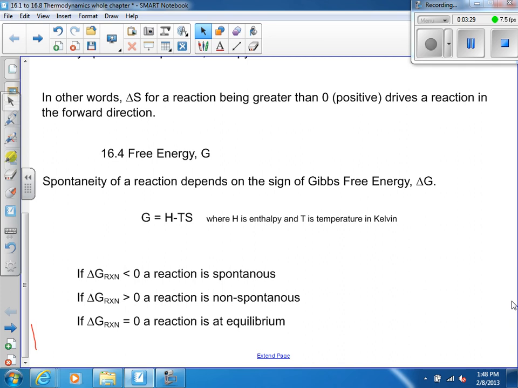Some important facts here. If delta G for a reaction is less than 0, the reaction is spontaneous. If delta G is greater than 0, the reaction is non-spontaneous. If delta G equals 0, the reaction isn't going to do any work. You don't put anything into the reaction to make it go. The reaction is just at equilibrium. You can't get work out of it, and you don't put work into it.